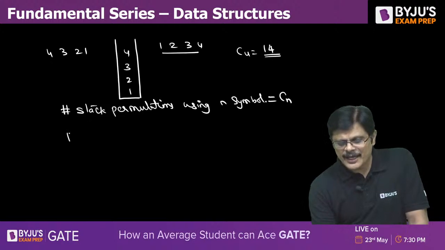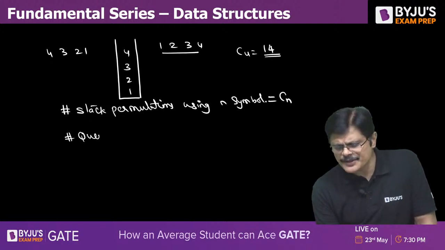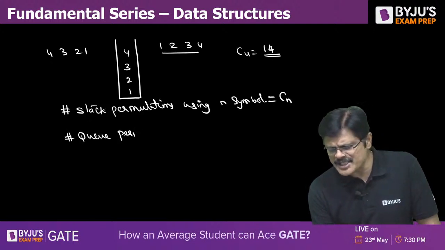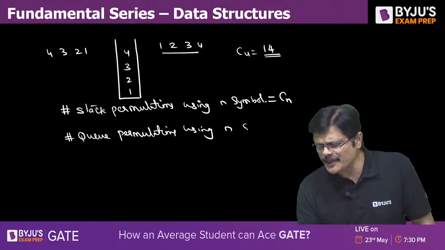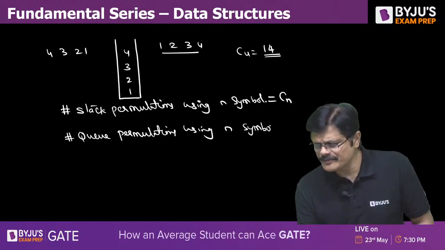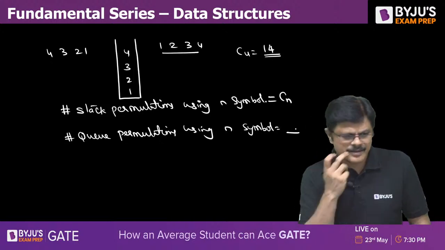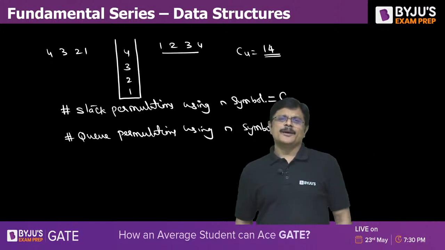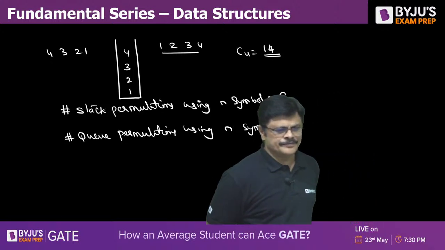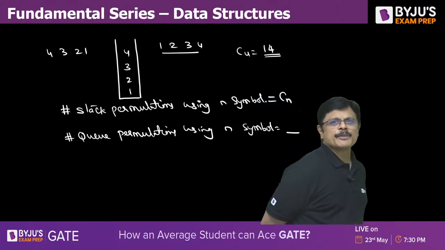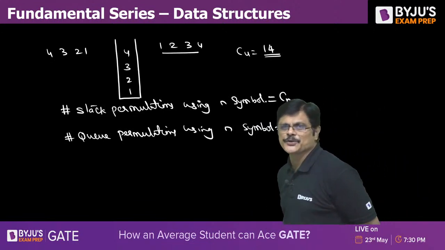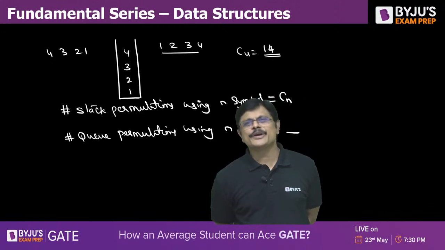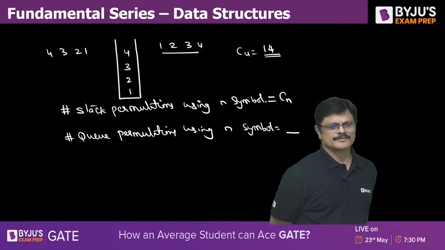But number of Q permutations. How many Q permutations are possible, my dear friends? How many Q permutations are possible using n symbols? With Q, how many permutations can be created? How many permutations are possible, brother? How many permutations are possible using Q? How many can you create with Q?